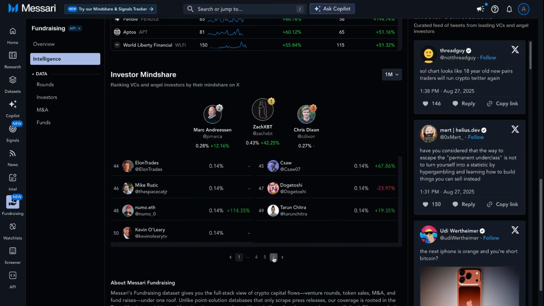We then have our Investor Mindshare module, which ranks VCs and angel investors by their mindshare on X for the top 50 people in our database. From here, you can change your time frame from 1 month, 3 months, or 6 months.